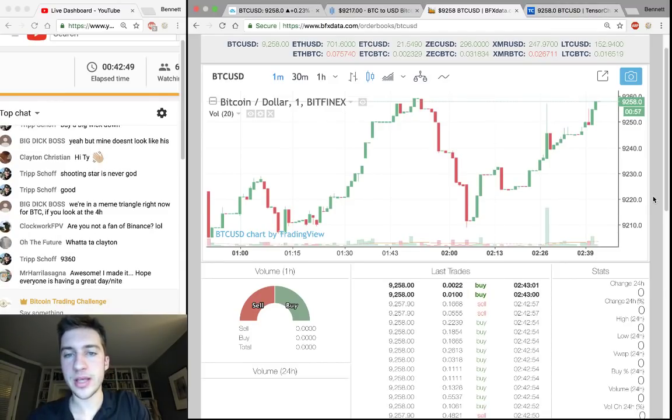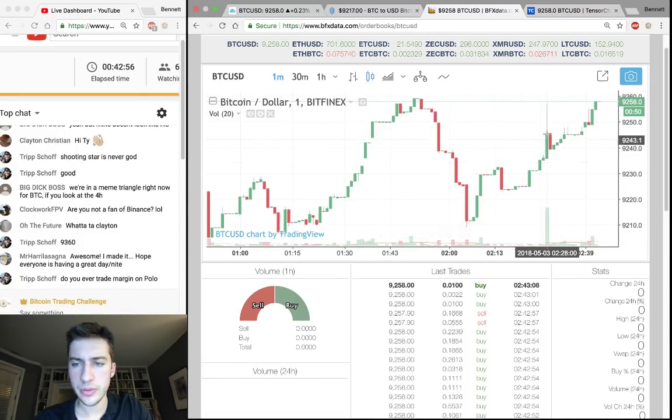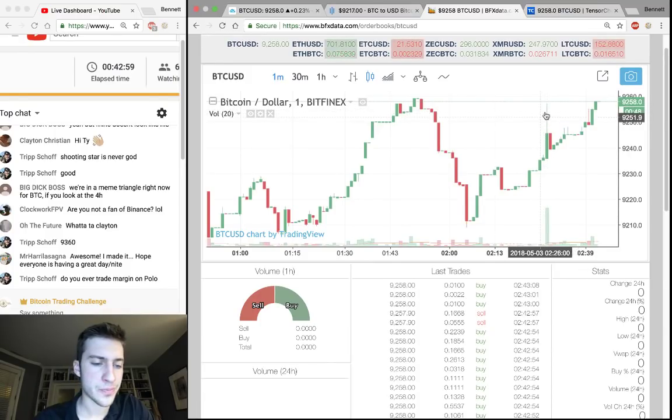Okay, so we have gotten a strange pattern here. Actually high demand to the upside. So this actually does look quite bullish right now, even though we had this strange shooting star.